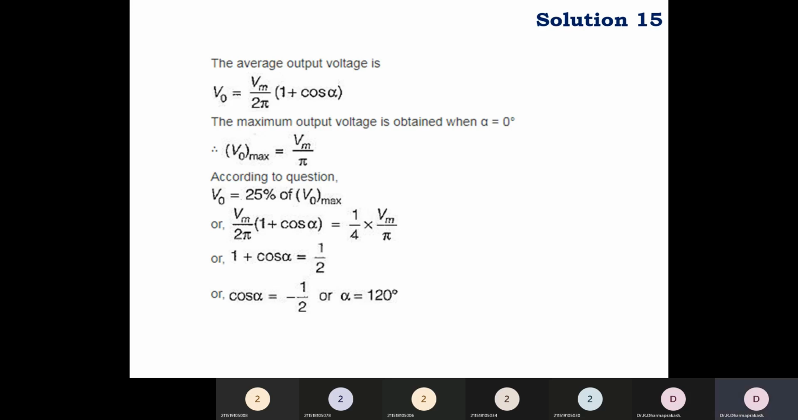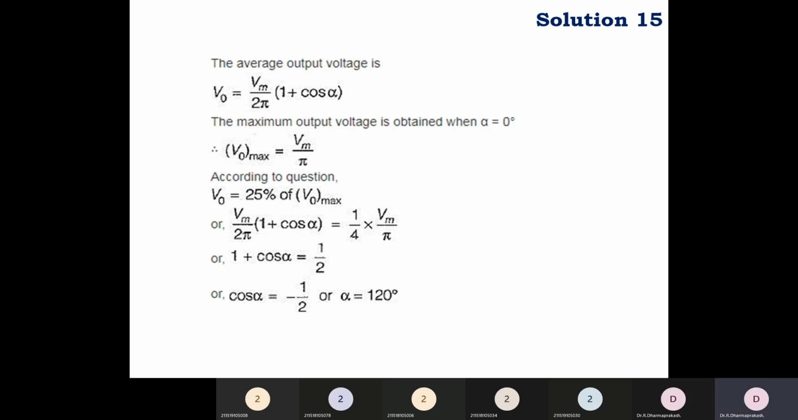So if alpha is equal to 0, you will have the maximum output voltage. In this 25%, for this we have to calculate the value of alpha, okay? So according to the question, V naught is 25% of V naught max. So we know that V naught max is Vm by pi. In this 25%, it is 1/4 of Vm.